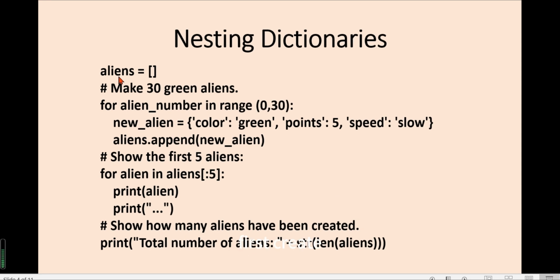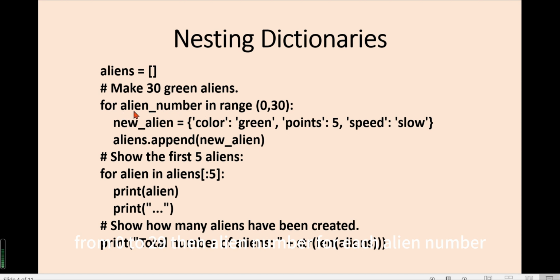First, create an empty list, using brackets: aliens. Then next we will make 30 green aliens. So write a for loop: for alien_number in range(30). Range(30) will create a list of 30 numbers from 0 to 29.